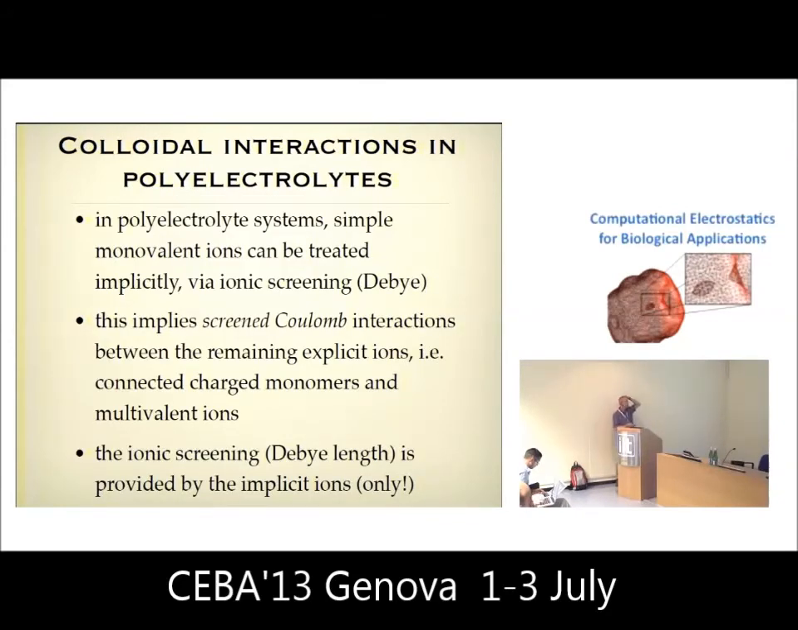So we can also simplify the system. I mean, these simulations are pretty heavy, so we can treat all the monovalent ions, collect them, and treat them just implicitly via the screening. So we work out the Debye-Hückel length corresponding to whatever kind of simple free monovalent ion you have in there, and you work that out into a screening length, and then you consider only screened Coulomb interactions between what is remaining, that is the connected monomers, and if there are any multivalent ions around, you have to treat them explicitly as well. So you have to be careful that the ionic screening that you put in, the Debye length, is provided by the implicit simple monovalent ions only, otherwise you double count.